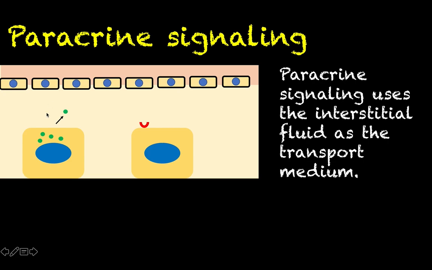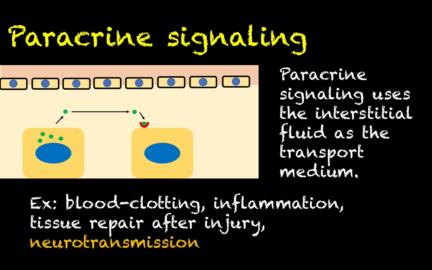What you'll notice here is that the cell that is doing the signaling synthesizes and secretes the ligand, and that ligand diffuses through the interstitial fluid until it finds a receptor on a target cell. And then, of course, as we've said before, the engagement between the ligand and the receptor is going to produce for us our response. Now, some specific examples of paracrine signaling are blood clotting, inflammation, and tissue repair after injury. Neurotransmission is actually kind of a special application of paracrine signaling, even though it's not strictly local communication.